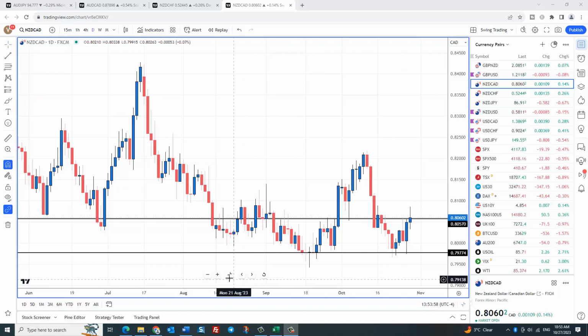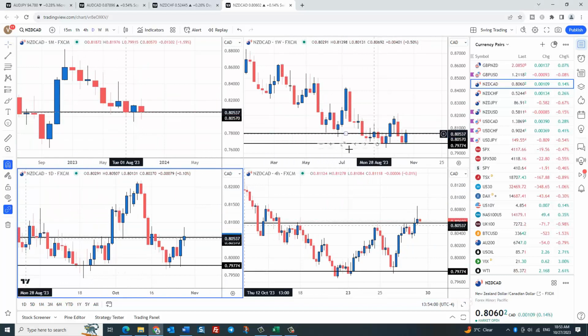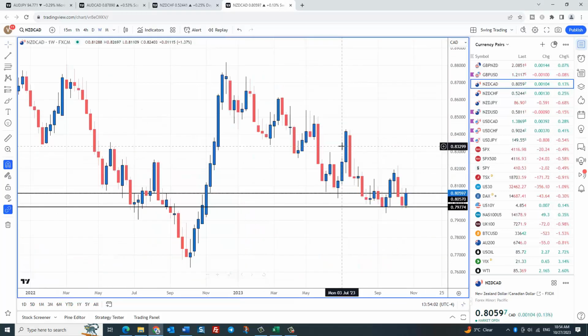So I want to go down to the weekly chart now because I want to show you what happened here. It was right here. Here's the weekly chart. You can see that this was support here. Price rallied and came back and touched it again here. Okay?